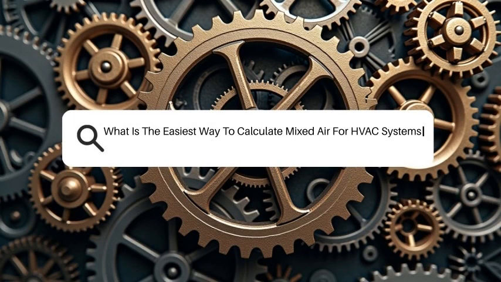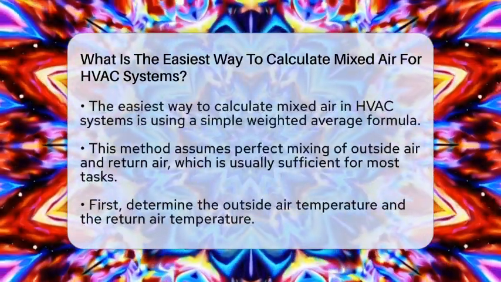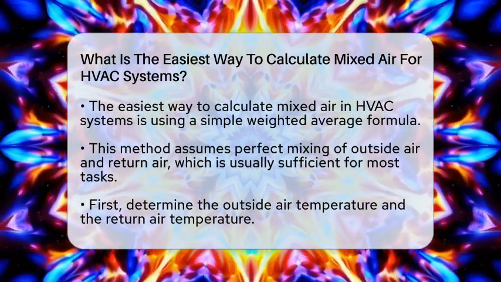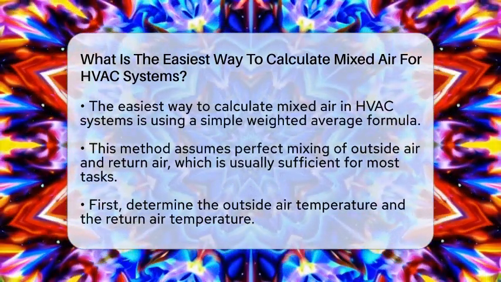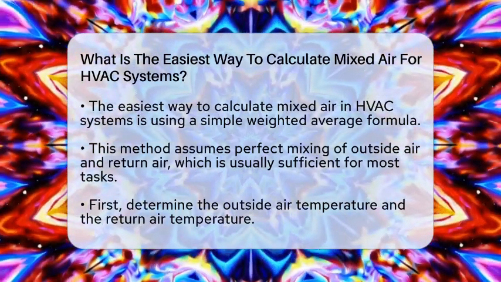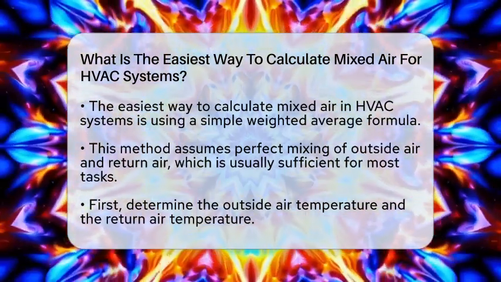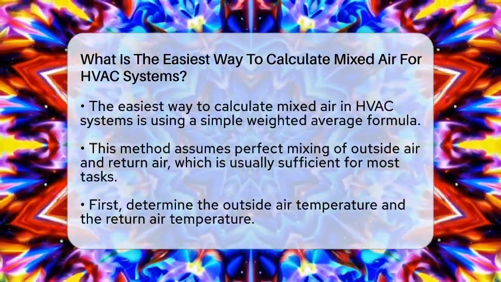What is the easiest way to calculate mixed air for HVAC systems? Imagine trying to balance the air in a building without complicated math. The simplest way is to use a straightforward weighted average formula based on how much outside air and return air you have. This method assumes the air mixes perfectly, which is usually close enough for most HVAC tasks.